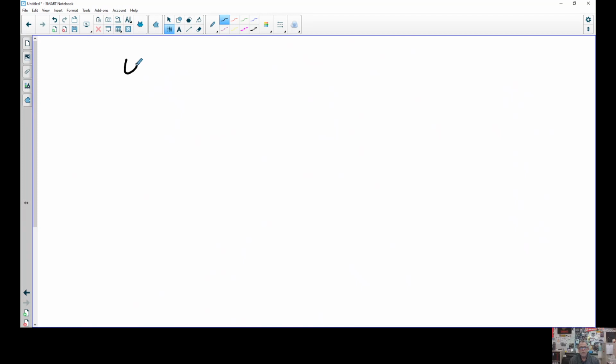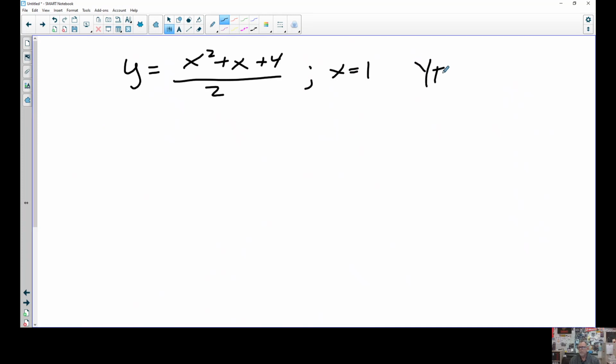All right, let's do this one. y equals (x squared plus x plus 4) over 2 at x equals 1. All right. Again, if I look at this, I could graph this, and just to save us some time, it looks like it's continuous to me. So I'm going to start out saying yes. It does look, when I graph this, like it is continuous.